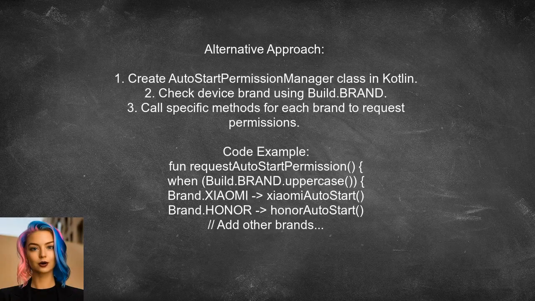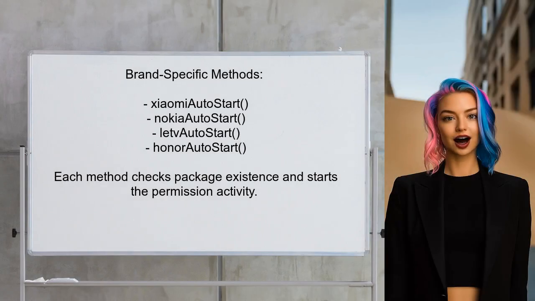An alternative approach to enable auto start permissions programmatically is provided by a user. They suggest creating a Kotlin class called Auto Start Permission Manager. This class checks the device brand and requests the appropriate auto start permission based on that brand. The user also includes methods for various brands like Xiaomi, Nokia, Letivi, and Honor.